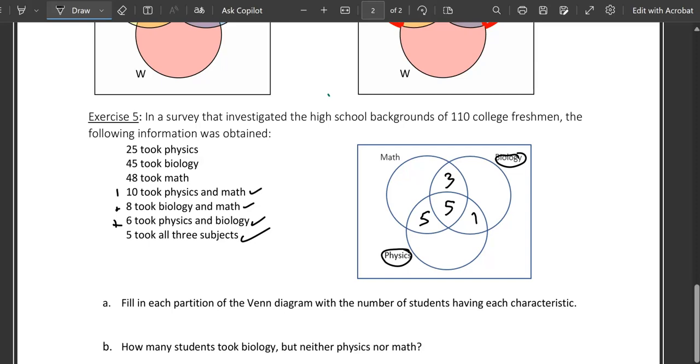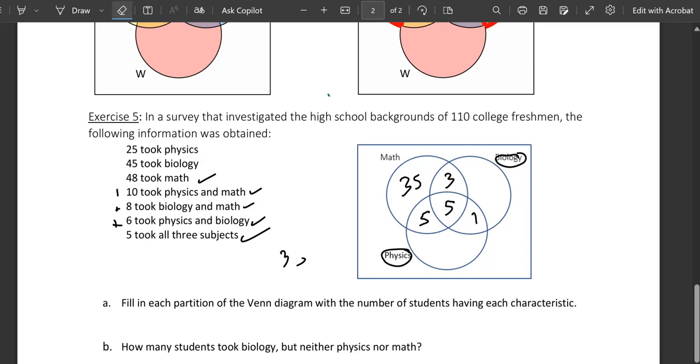How about 48 took math? So it didn't say anything about how they couldn't be overlapping. It just said that 48 took math. Well, we already got the maths right in this area here. So what we want to do is take that 48 and take away what? 13 from it, don't we? And so that gets me 35. So if we put a 35 here plus add those 3, we got a total of 48 took math, right?